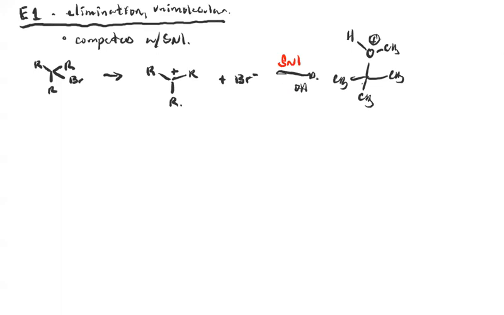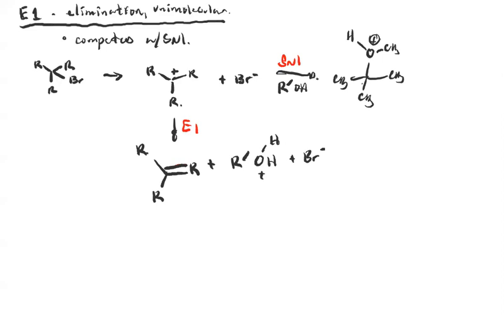So we'll call this R prime OH, and then I'll draw the other pathway, E1. And so as R prime, the group on the solvent, gets bigger, it's going to be less efficient at getting to the carbon center and the carbocation, and so it's still going to start to do an elimination.